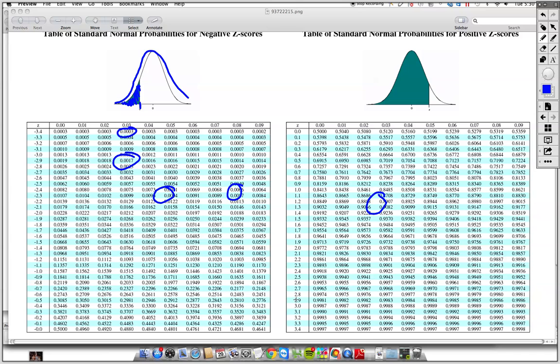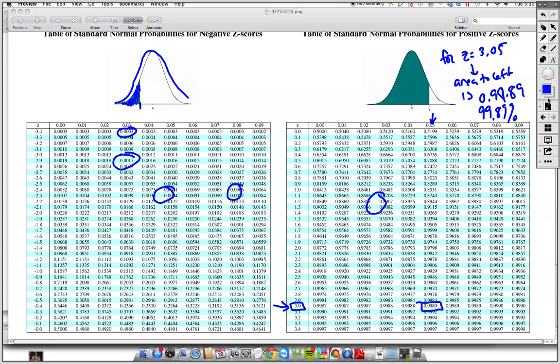So you'll notice if we pick z equals 3.05, that would be that row and this column, and you just find it and it'd be right there. We see that the area under the curve for z equals 3 is 0.9989, so 99.89% of data lies to the left of z equals 3. So that's basically what a z table is.